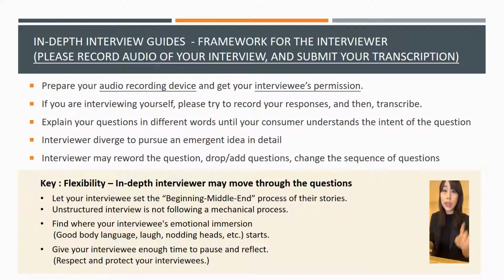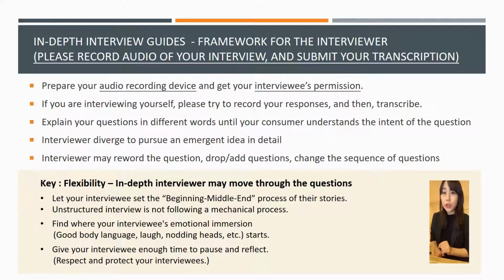So the key is flexibility. Flexibility is the key of the interviewer. You're taking your role as interviewer to guide this conversation, and you're going to take the lead, but you're going to move through the questions, and you're going to let your interviewee become more immersed, more talkative. So you're going to observe and be attentive to their body language.